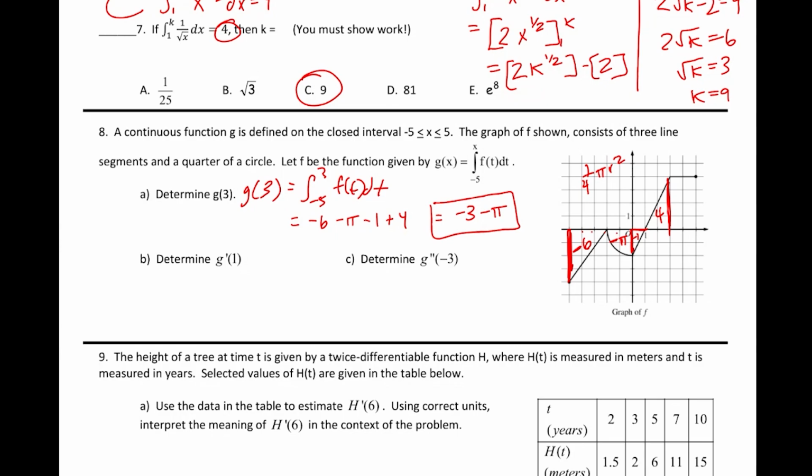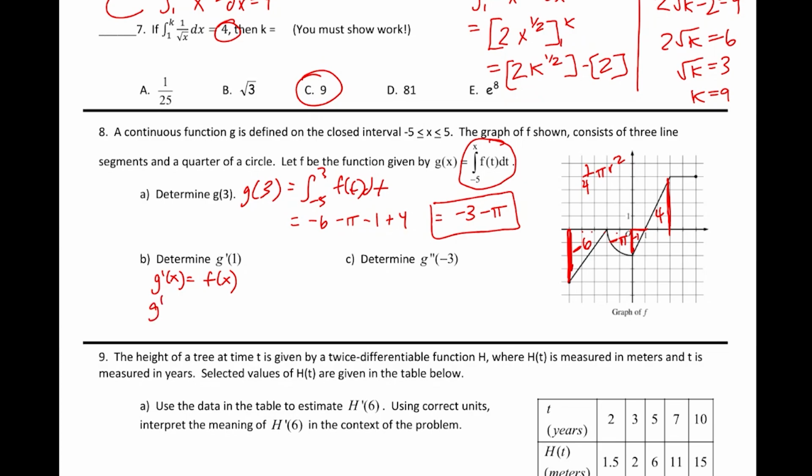Part B says determine g prime of negative 1. Now, g prime. So let's first write out what g prime is. Okay, so it's the derivative of this thing. And so we're going to substitute in that upper bound x into t, which will be just f of x, and the derivative of x is just 1.